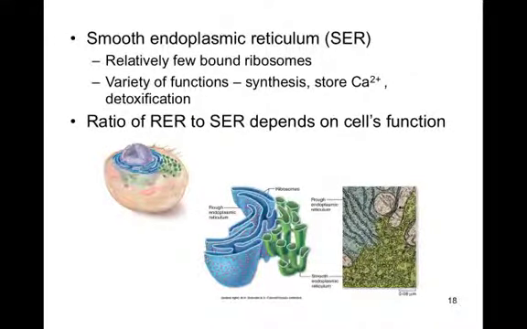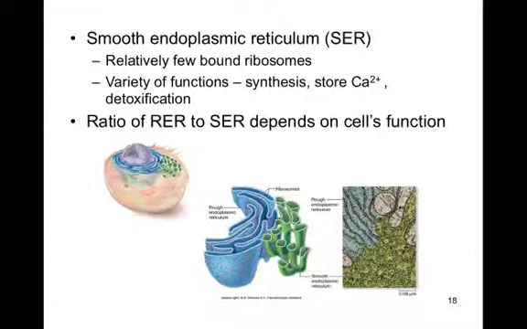The smooth endoplasmic reticulum has relatively few bound ribosomes and forms more of a tubular structure that you see here in the green. It has a variety of functions, like synthesis of phospholipids and storage of calcium, as well as detoxification.